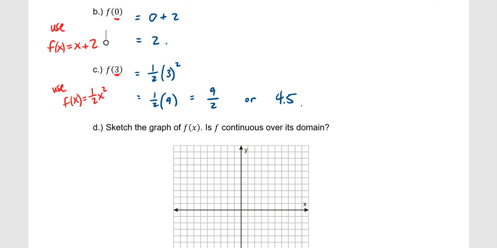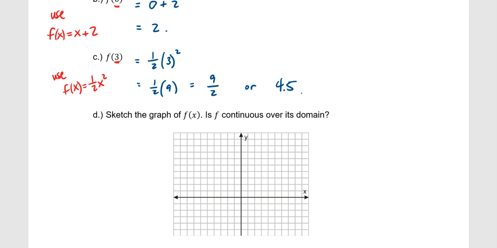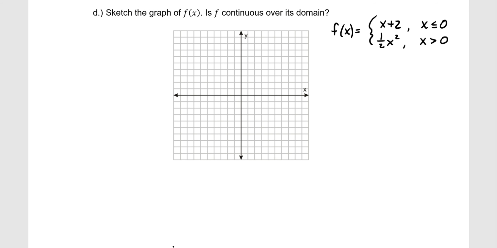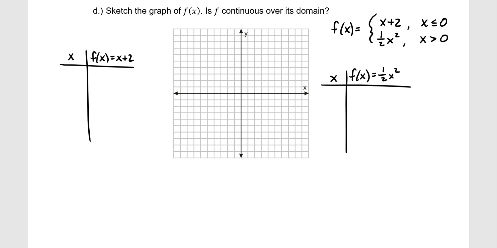It's easier to use the decimal version or even a mixed number version when you're going to be graphing these, which is what we're going to do now. So let's graph it, and I'll write down the function one more time. So here's the function that we're using, and then I'll create the same tables like we did before. Okay, and now we have to choose what values for x to plug in here.